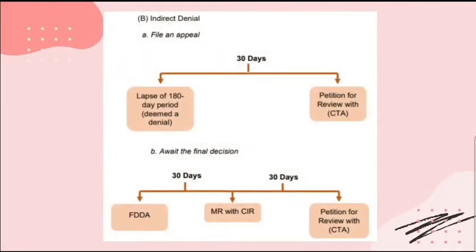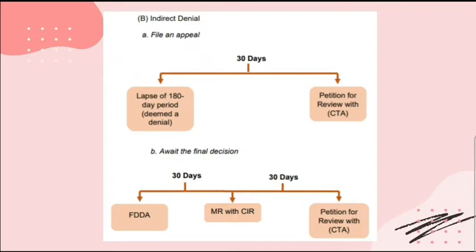On the other hand, it is indirect denial when the protest is not acted upon by the Commissioner or his duly authorized representative within 180 days counted from the date of filing of the protest in case of a request for reconsideration, or within 180 days from the date of submission by the taxpayer of the required documents, which is within 60 days from the filing of the protest, in case of a request for reinvestigation.